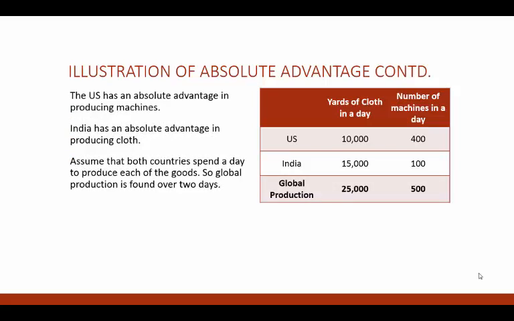Under the situation where both countries produce both goods for their consumption and without trading with one another, in other words, under autarky, if we assume 2 days of production, with a day set aside to exclusively produce one good, then global production of cloth is 25,000 yards of cloth and global production of machines is 500 machines. In other words, we have 25,000 yards of cloth based on 10,000 yards of cloth from the US and 15,000 yards of cloth from India, and we have 500 machines based on 400 machines produced in the US and 100 machines produced in India.